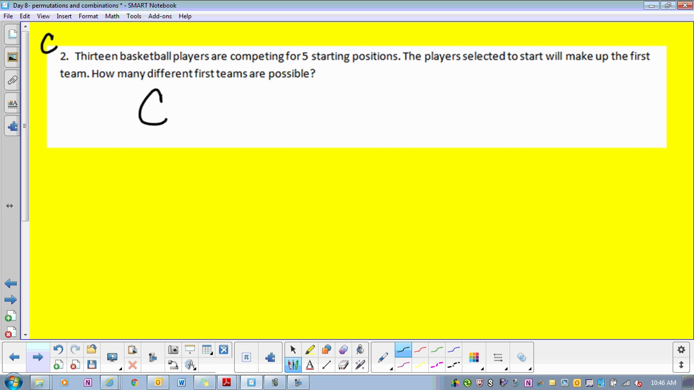How many players to start from, that I could choose from? 13, but I need to choose how many? 5. What is 13 choose 5? Does this make sense now? Good. 1287. Okay, so 1,287 different first teams are possible. Okay?